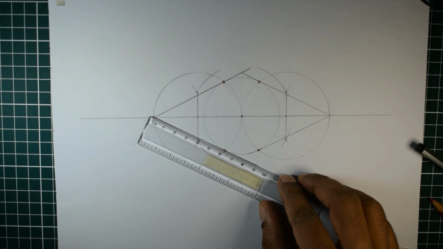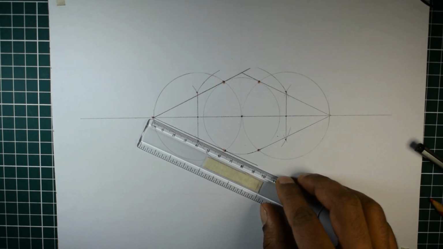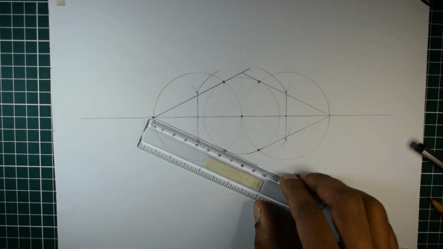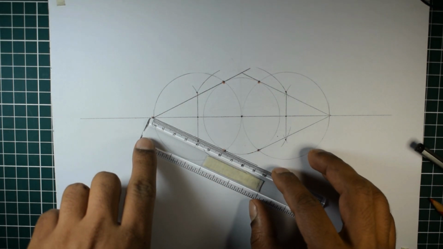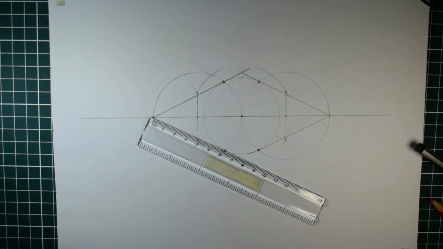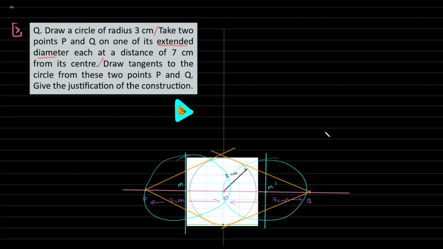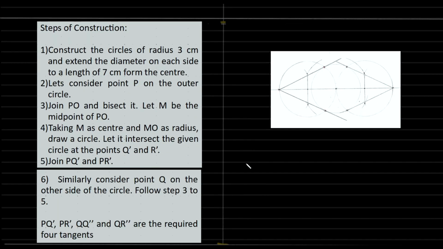This is for your reference. I'm measuring it. It's around 6.1 and 6.2 centimeter approximately. Okay, steps of construction is the same thing, just that we use different variables. Nothing different. Construct a circle of 3 centimeter and extend the diameter, cutting 7 centimeter from the center.